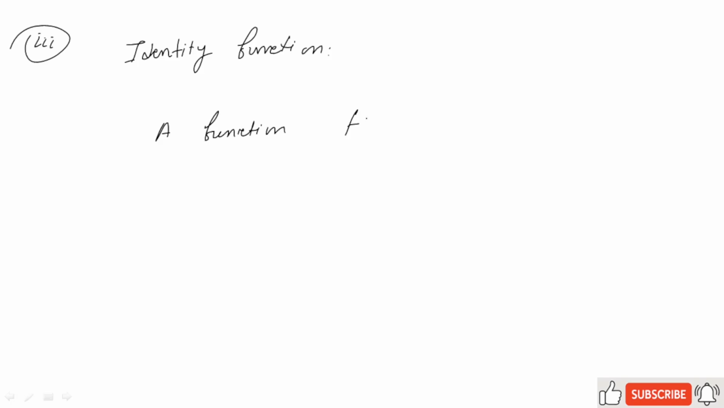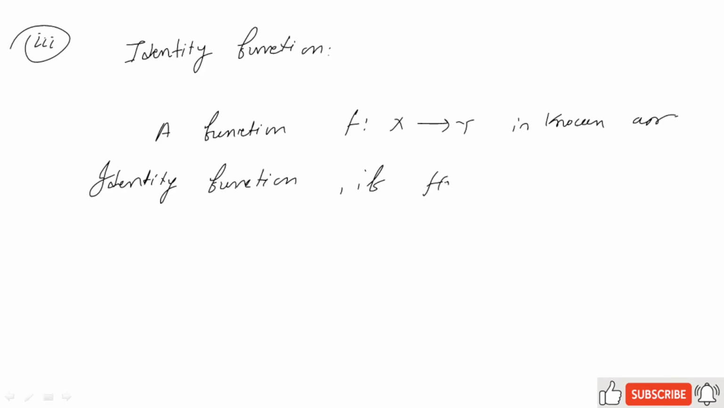A function f: X to Y is known as an identity function if f of x is equal to x for all x belongs to X.